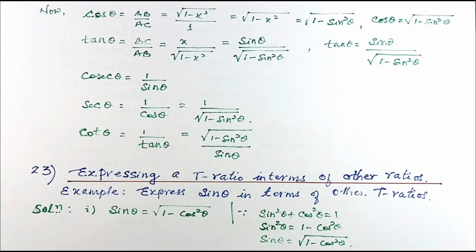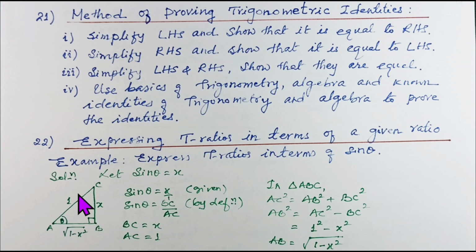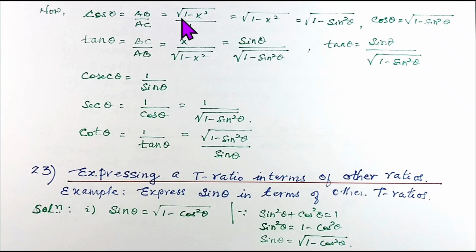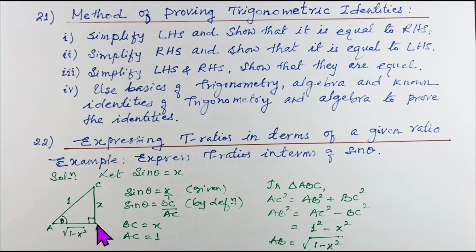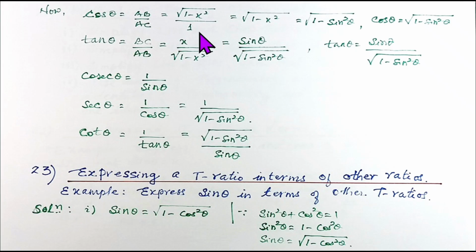Now cos theta, as we know, is equal to AB by AC, and AB is root of 1 minus x square, AC is 1, and therefore cos theta is root of 1 minus x square. We know that x is sin theta, and therefore it is square root of 1 minus sin square theta. So cos theta is equal to root of 1 minus sin square theta. That means I have expressed the cos ratio in terms of sine. Now let us go for tan. You know that tan theta is equal to BC by AB, that means x upon root of 1 minus x square. Since x is sin theta, we have sin theta by root of 1 minus sin square theta. That means I have expressed tan theta again in terms of sin theta.